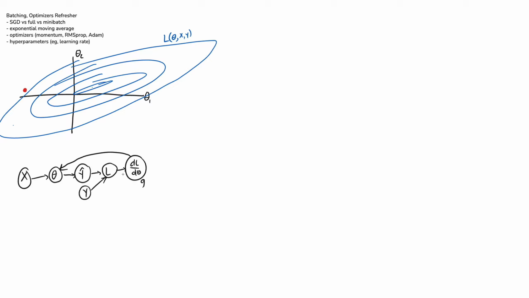The way we do our parameter update is: theta at time step t is going to be equal to theta at the previous time step minus alpha times the gradient at this time step. This is the gradient g_t. Alpha here is the learning rate.